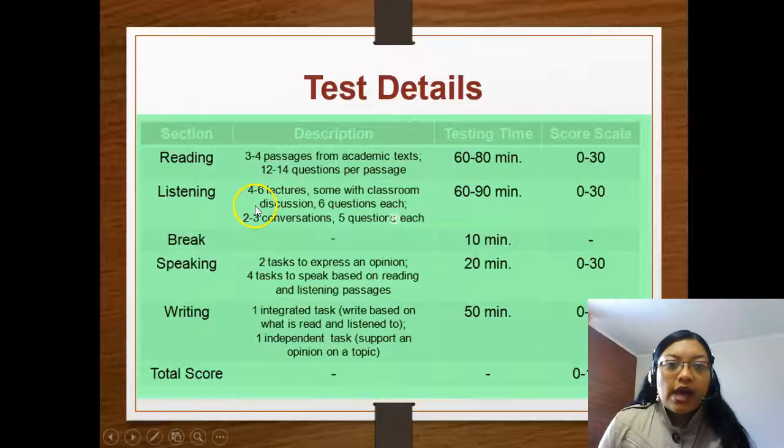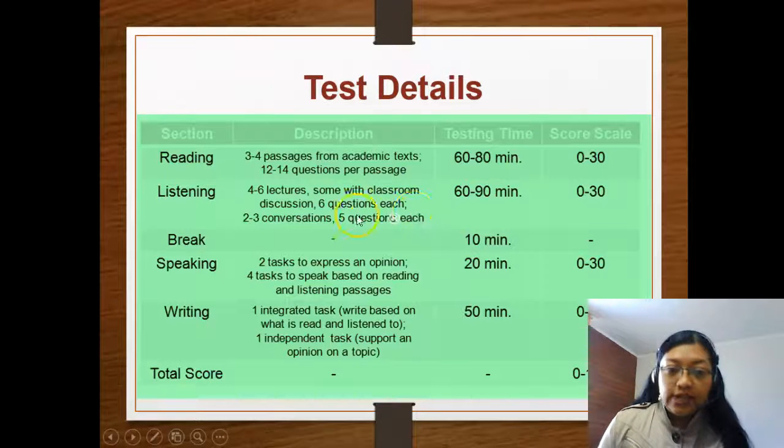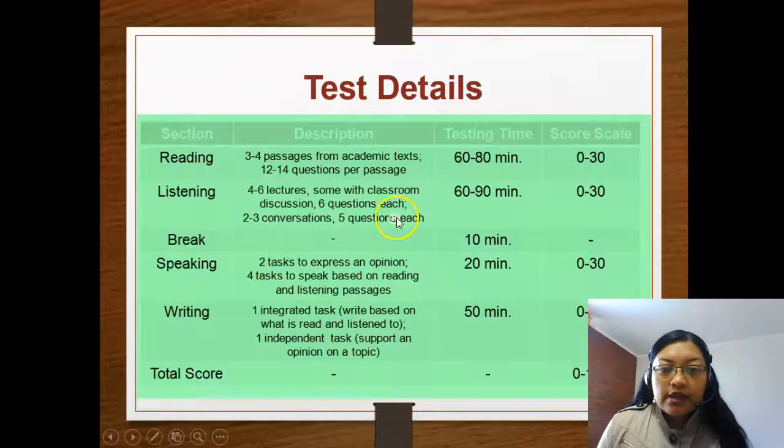As for listening, we have between 4 and 6 lectures, some with classroom discussion, 6 questions each, and also 2 or 3 conversations, 5 questions each. All right. This takes between 60 and 90 minutes, and again, it's score over 30. Then you will have a break, that is a 10-minute break.